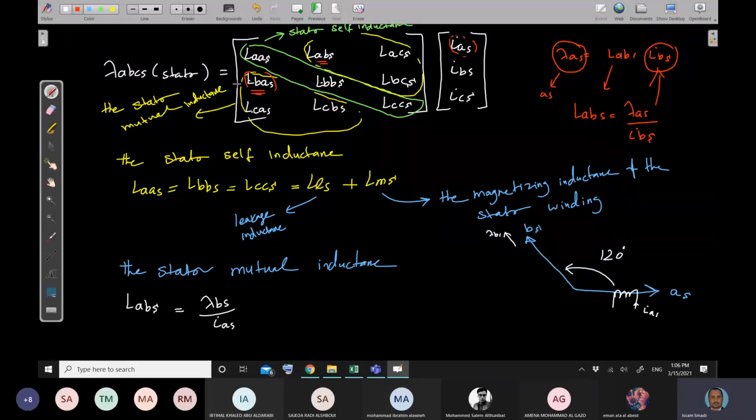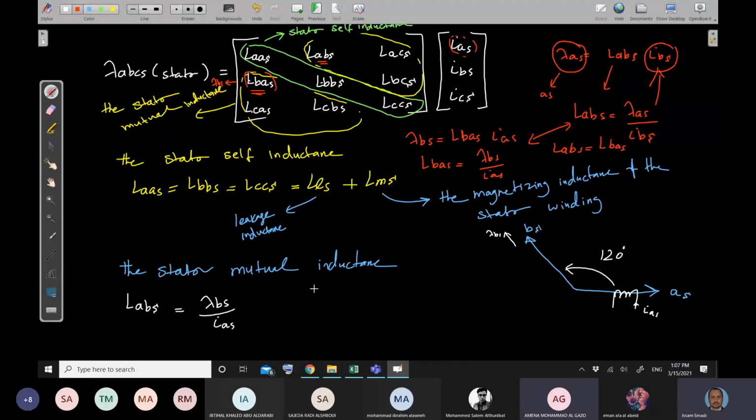So I'm seeing lambda BS here. For this one, lambda BS is equal to LBAS times IAS. So simply LBAS will equal lambda BS over IAS. But I can use either this one or this one, because at the end of the day, LABS is equal to LBAS.